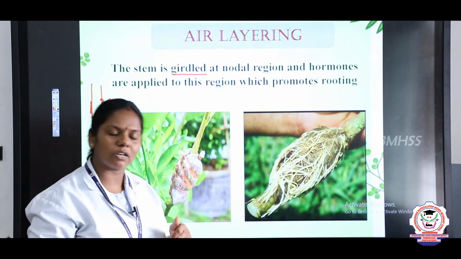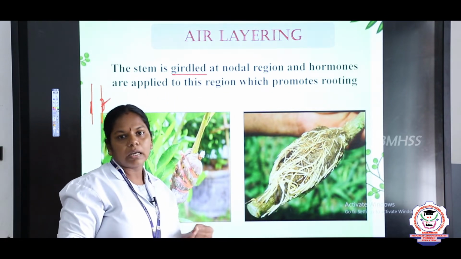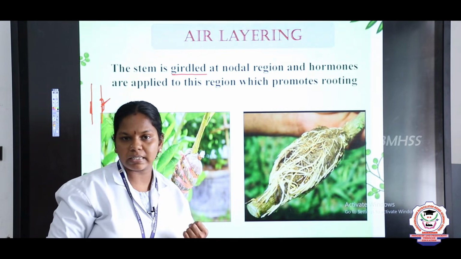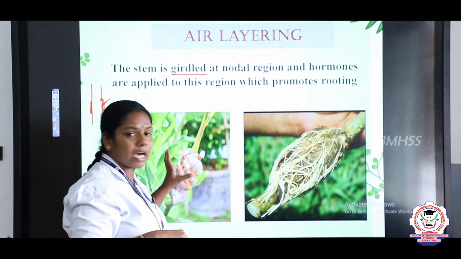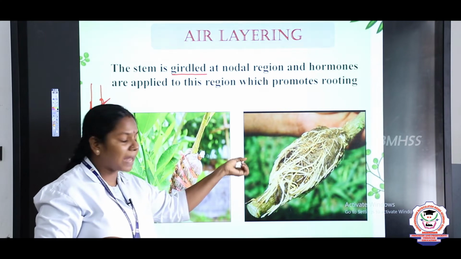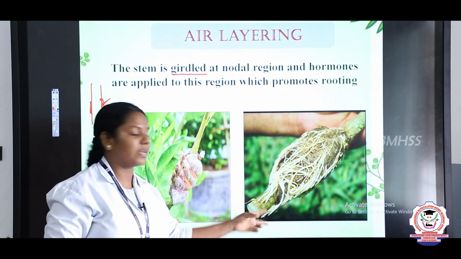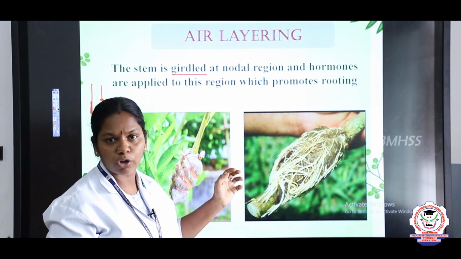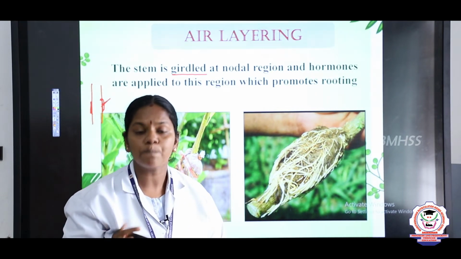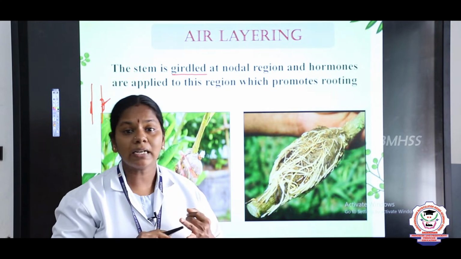What are all the plant hormones, children? Ethylene, abscisic acid, gibberellic acid, so many things are there. So we are applying some hormones, and we are allowing the plant to produce roots, and when the roots are completely formed, it is detached from the parent plant and grows into a new plant. So what are the two types of layering? Mound layering and air layering.